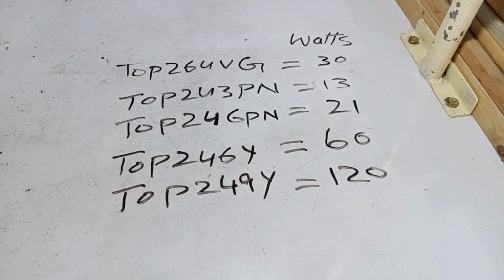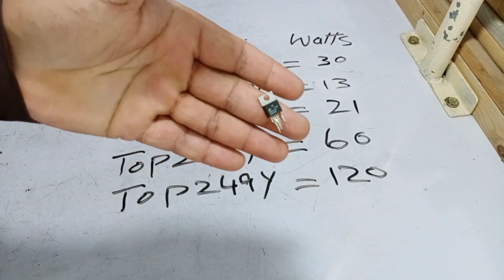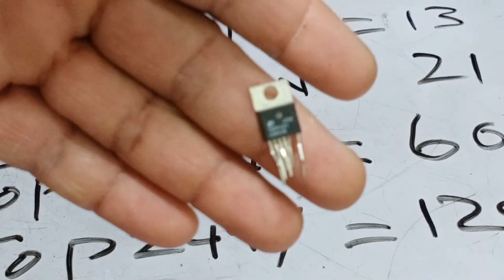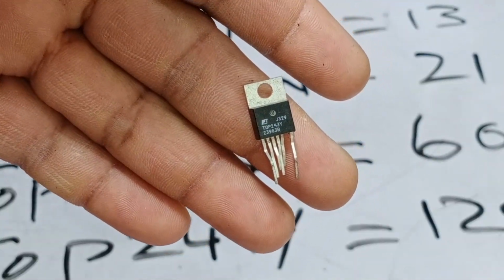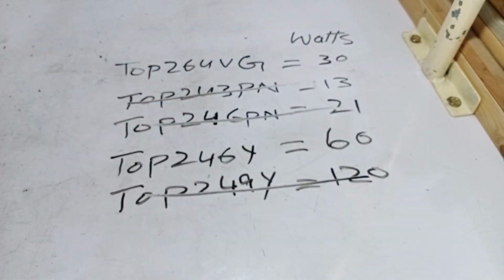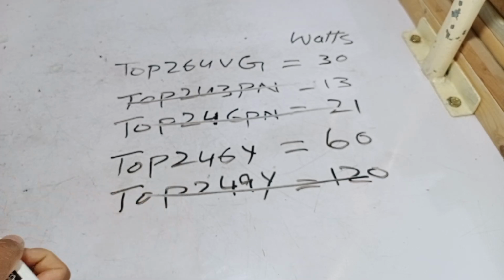After analyzing these options, the next step is to choose an IC that fits the requirements. In this scenario, I have the option to use ICs from the Y series, such as TOP246Y, which is rated for 60 watts, and TOP249Y, which is rated for 120 watts. I will use the 60-watt TOP246Y because it matches my requirements perfectly. Next, I'll explain how to use it effectively in the circuit.